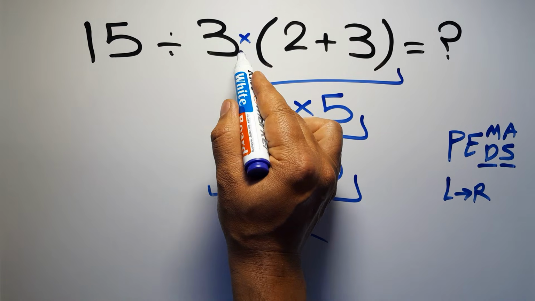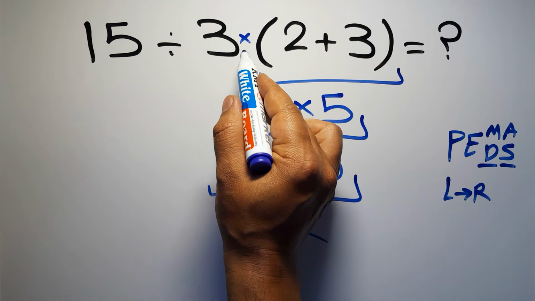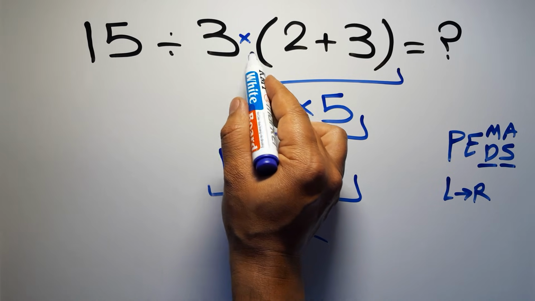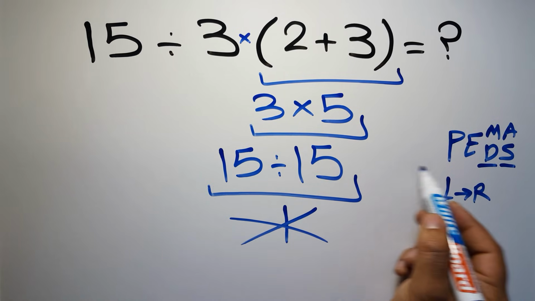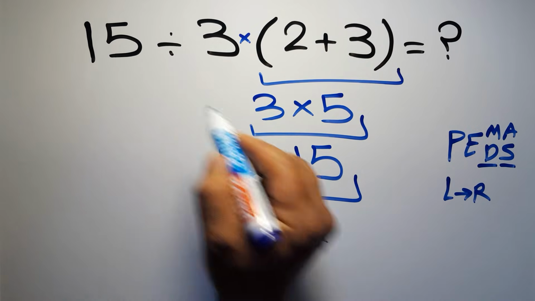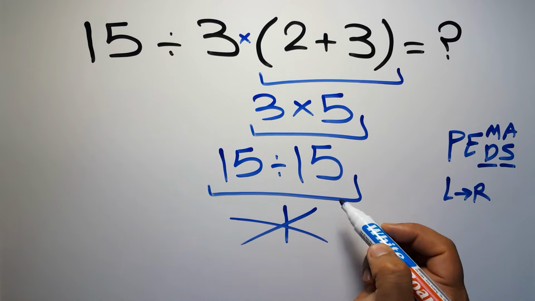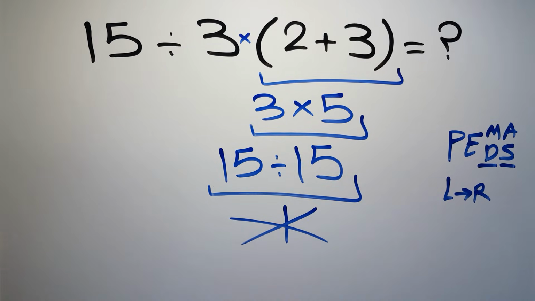Here we have a multiplication because in mathematics, when a number is placed next to parentheses, it means multiplication, and we usually don't write the multiplication sign for brevity. Okay, so according to the PEMDAS, first we have to do this parentheses, then this division, and finally this multiplication. If we do this multiplication before this division, it is wrong.